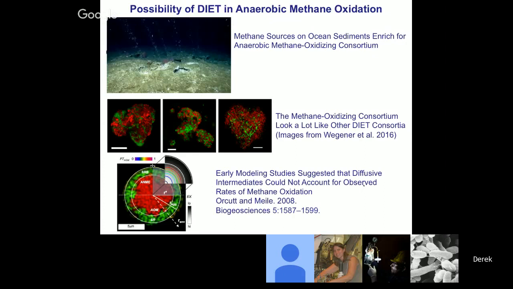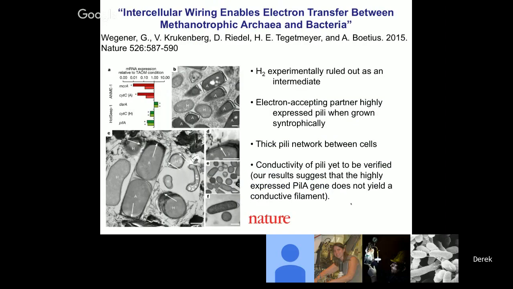And then the other possibility that has been brought up recently, well, actually Zara brought it up in her original paper, but then has been followed up on, is this possibility of diet in consortia that are anaerobically oxidizing methane. So if you look in the center here, these aggregates that are oxidizing methane with the reduction of sulfate look a lot like the other images I've already shown of aggregates. And it was suggested some time ago that probably soluble intermediates like hydrogen or formate that would need to diffuse through these aggregates would not be able to account for the rates of methane oxidation that were observed.